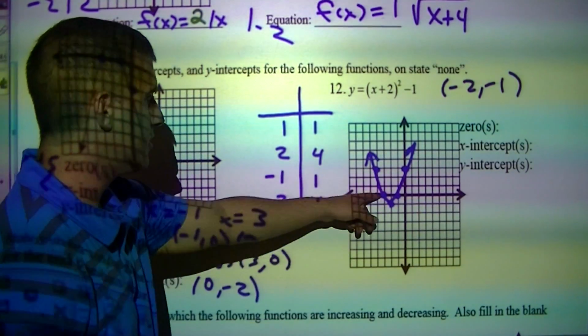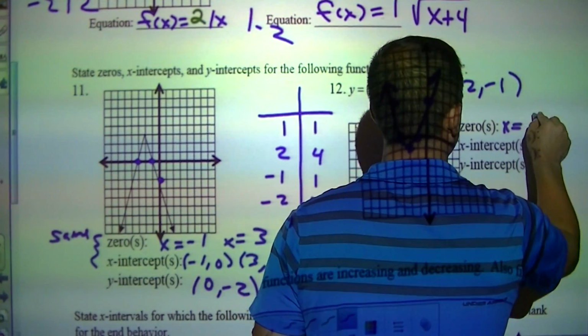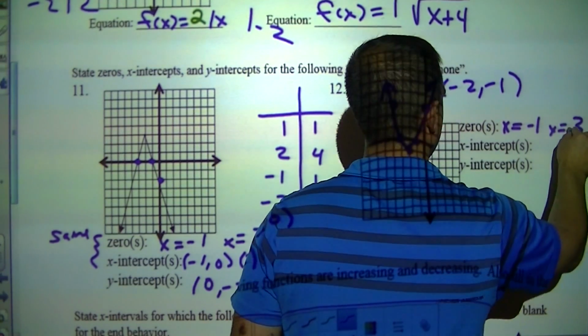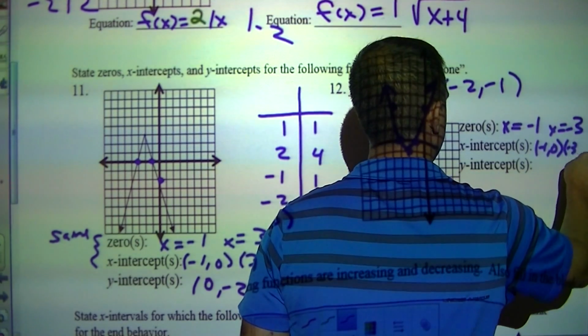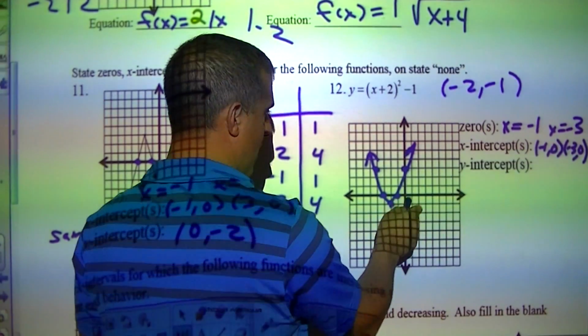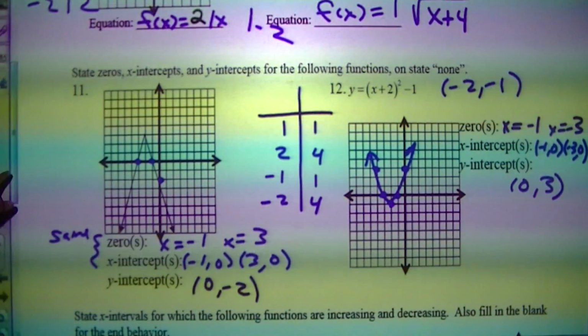Okay, here are the zeros. They cross here and here, so about 1 and 3. X equals negative 1, x equals negative 3. Okay, from an intercept standpoint, that's negative 1, 0, and negative 3, 0. Hopefully you can see that. And the y-intercept is 0, 3. Okay, so I write it like that.